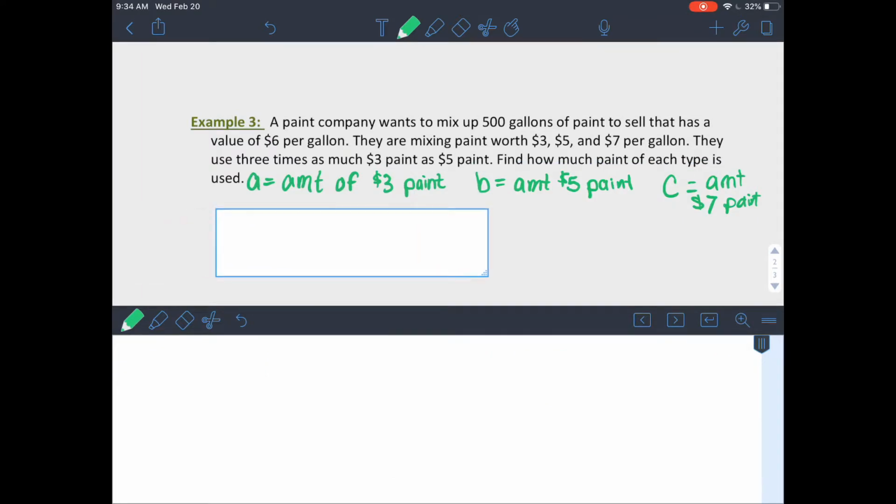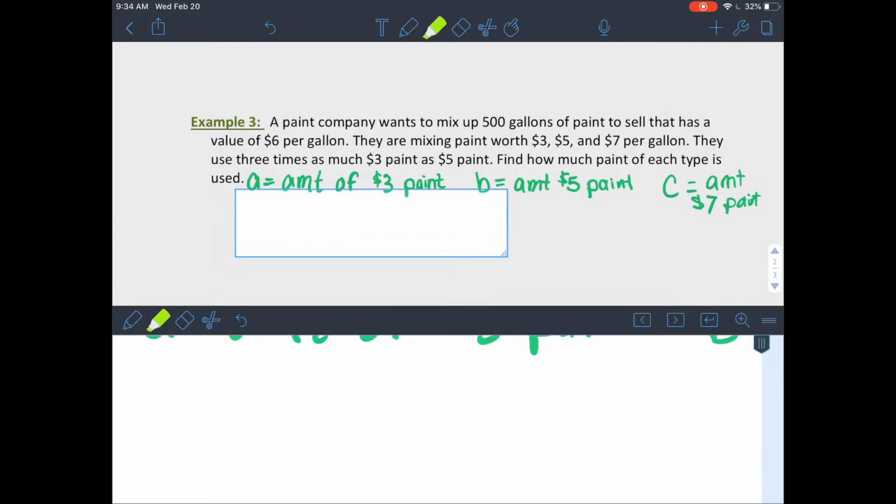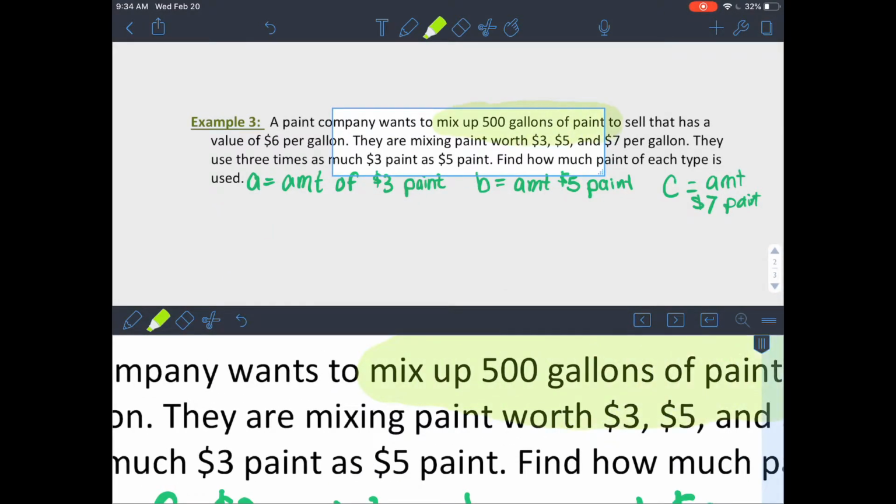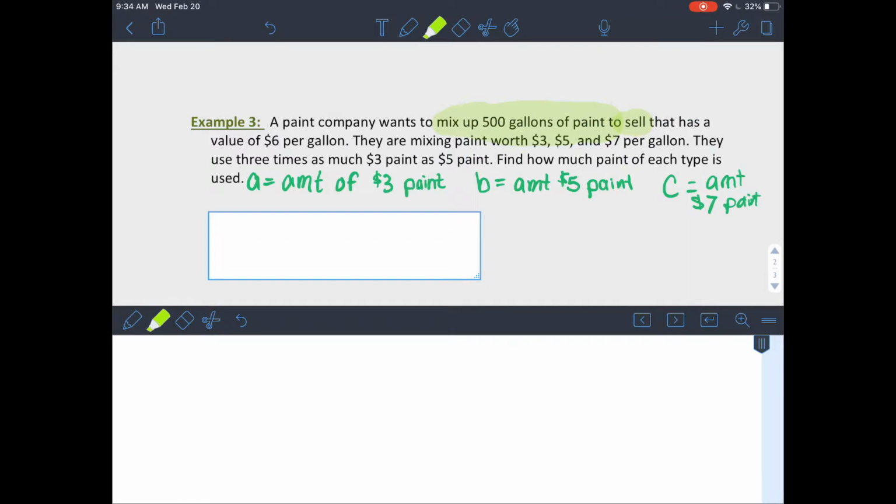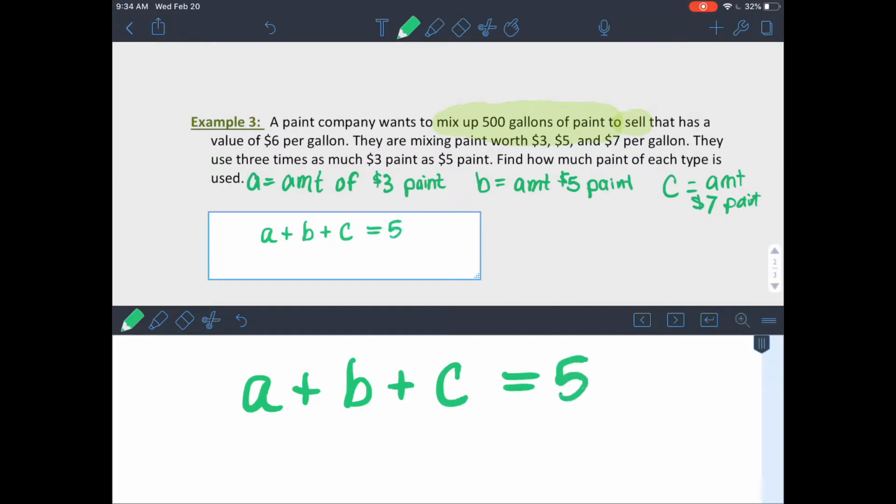Okay, things that we know. They want to mix up 500 gallons of paint to sell. So we're putting these 3 different kinds of paint together, and we're supposed to have a total of 500 gallons. So one equation would be if we add up our 3 amounts, it should equal 500 gallons of paint.